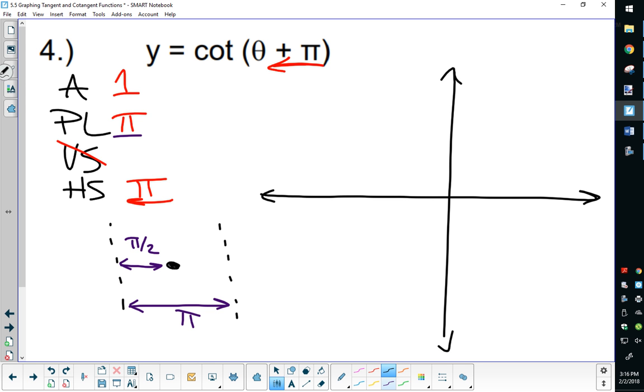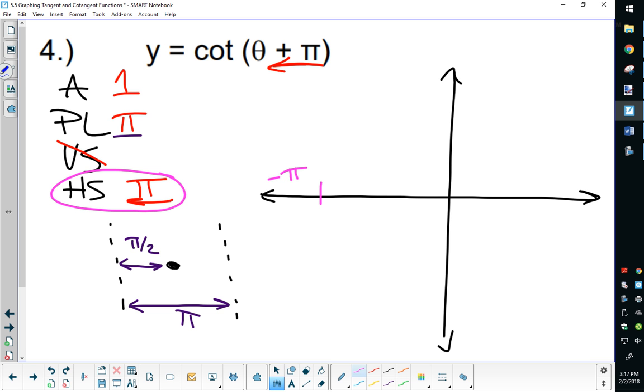There is no midline, so I can skip that one. The next thing is a horizontal shift. It says I'm going left pi. So guess what? I'm going to make a graph, go to the left a little bit, make a line. What should I call that line? Pi, more specifically, negative pi, because I went to the left. Cool. That's my new starting point. That's all it did. It started over there. If I'm starting over there, I did my shift.